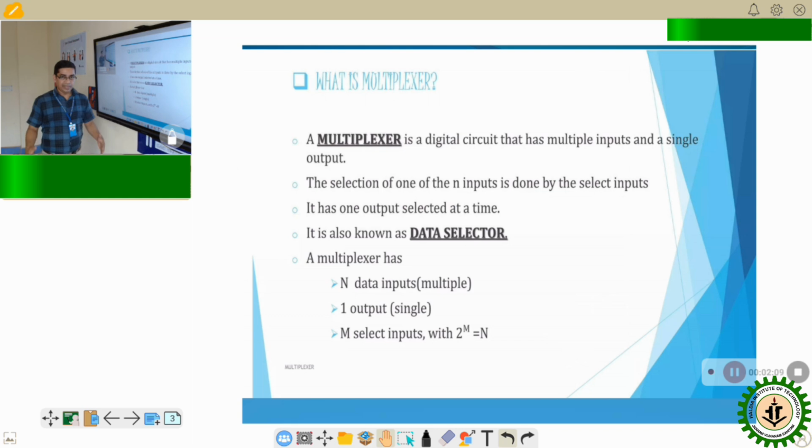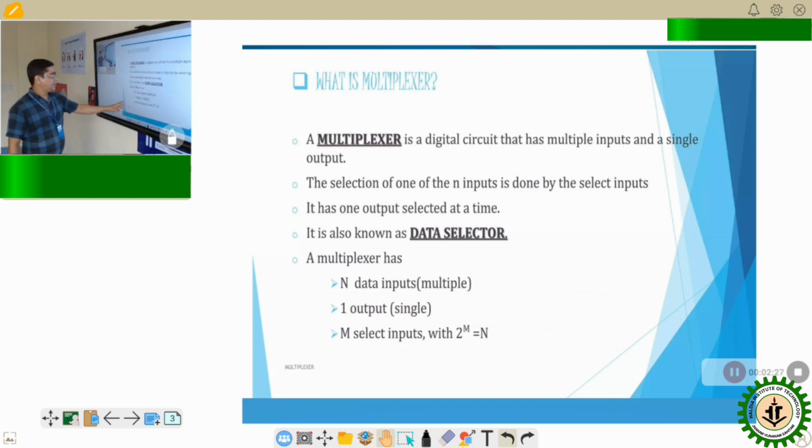And among the multiple inputs, there are two types of input. One is the select input, another is the data input. The data input is selected by the select input. That is why this is also called a data selector.